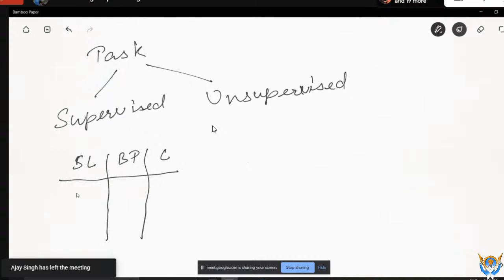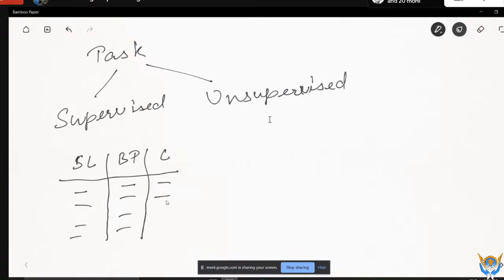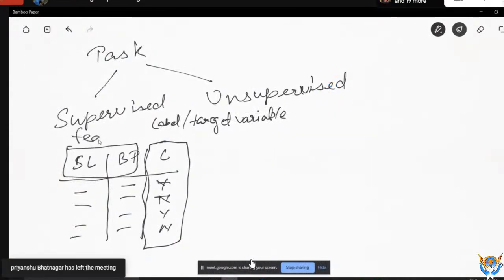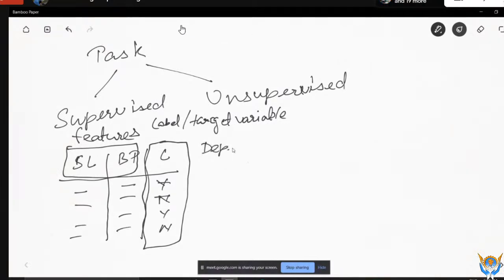So in supervised learning you have the sugar level of patients and the blood pressure of patients, and you have this data also: yes or no. You have this label data too. This column, whether the person has cancer or not, is called a label, and it is also called the target variable. And these are your features: feature one, feature two. The label is also called the dependent variable, and these two features are called independent variables.